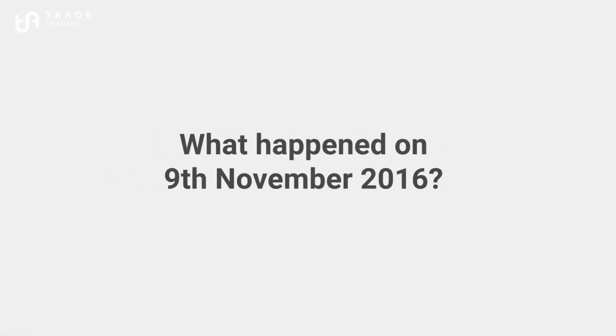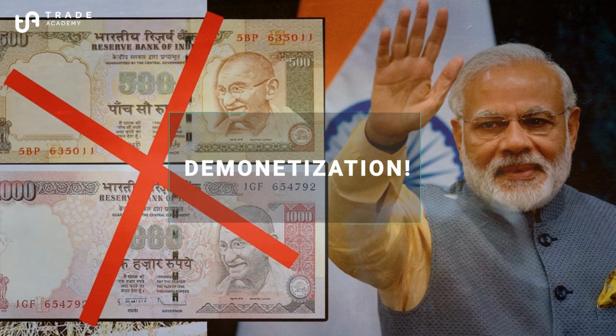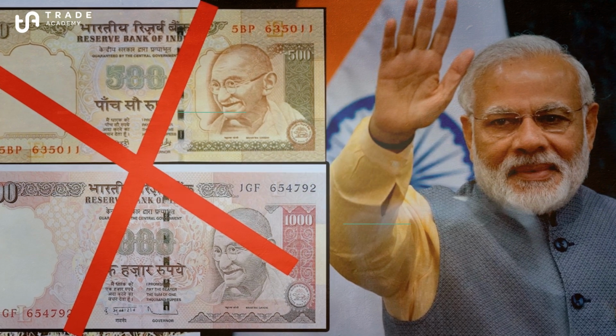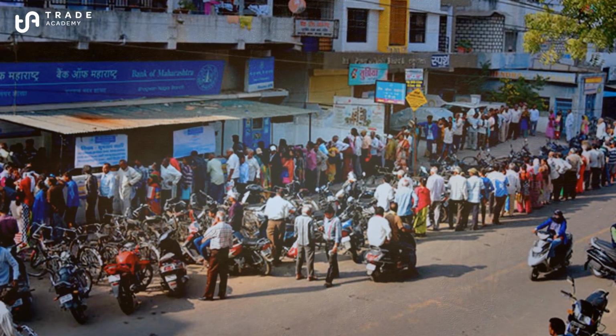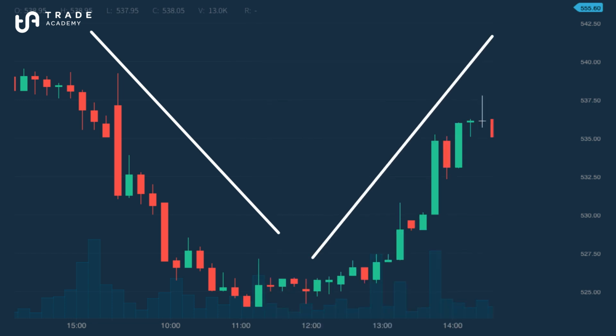Do you remember what happened on the 9th of November 2016? Demonetization. Of course you remember. It was the day when all 500 rupees and 1000 rupee notes were made invalid. And of course there were massive lines in front of ATMs. Most of the stocks fell on that day before bouncing back up.